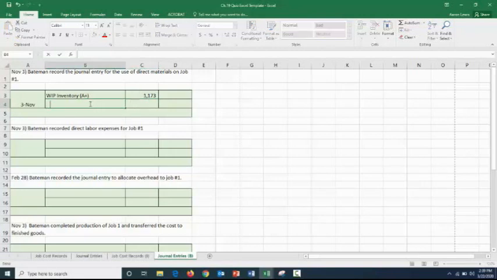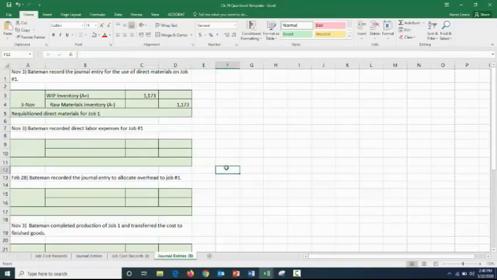What is it coming out of? It's coming out of raw materials inventory, because these are no longer goods sitting around, and it's going to be for the same exact amount, which is that $1,173 that we have here. What we did is we requisitioned direct materials for job 1.